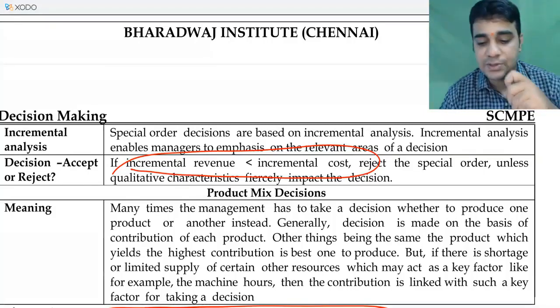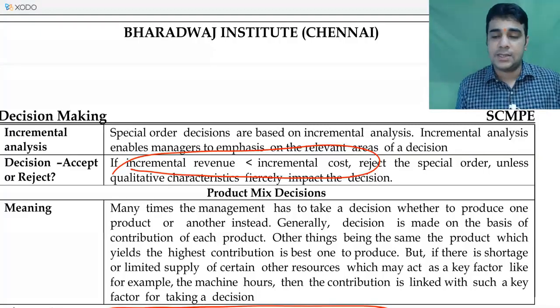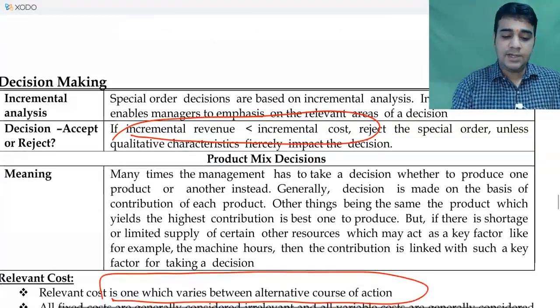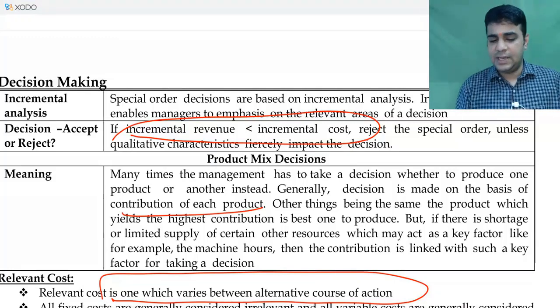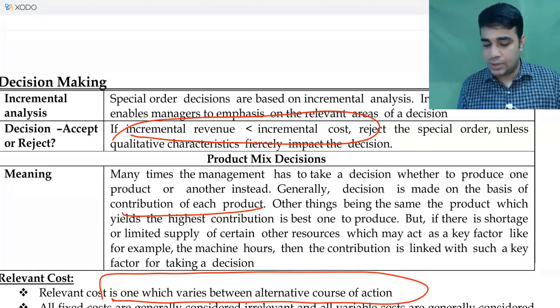Many times the management has to take a decision whether to produce one product or another. Generally the decision is based on the contribution of each product. The limiting factor and all, I will decide later. A discussion on limiting factor we will see.